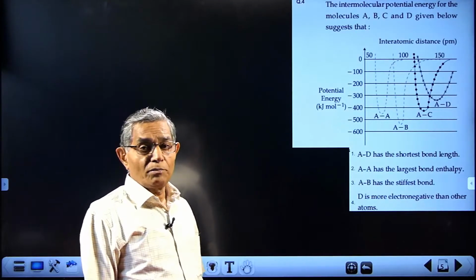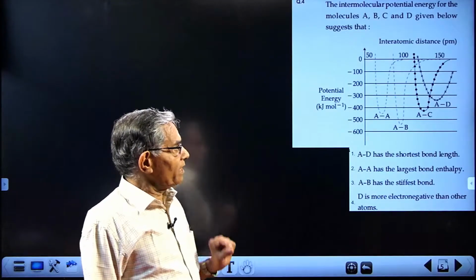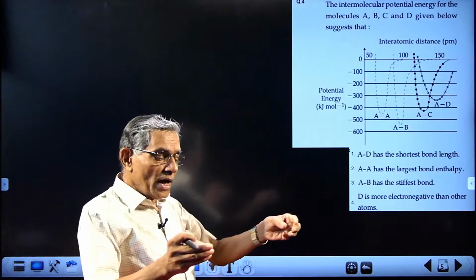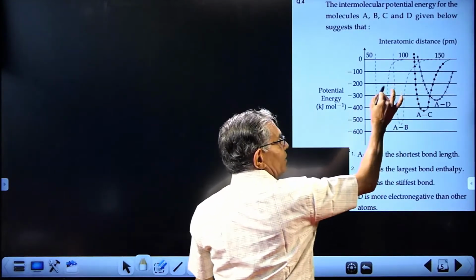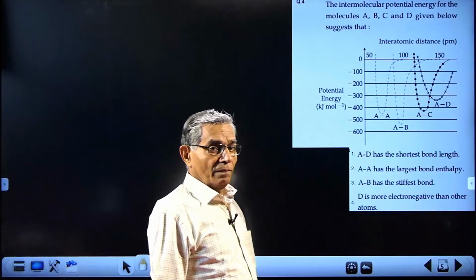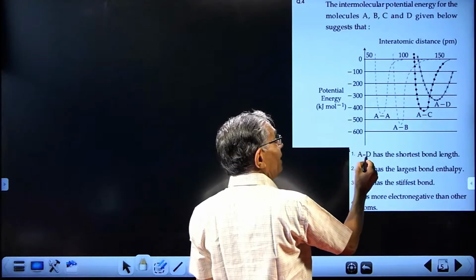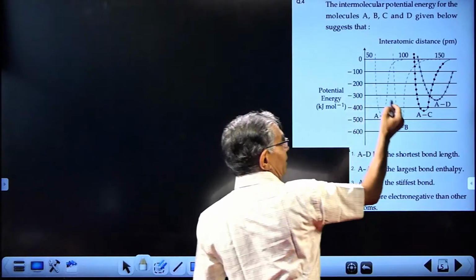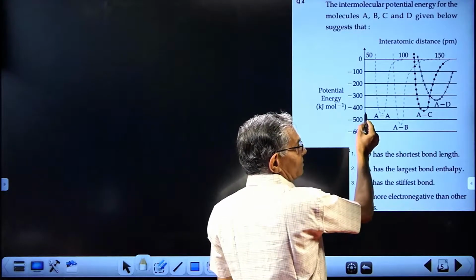A question from chemical bonding chapter, because here is the concept of formation of a chemical bond. When 2 atoms approach each other, their potential energy decreases according to this diagram. Accordingly, see what is happening. What is stated is AD has the shortest bond length. Bond length is actually the distance between the minimum and this axis.